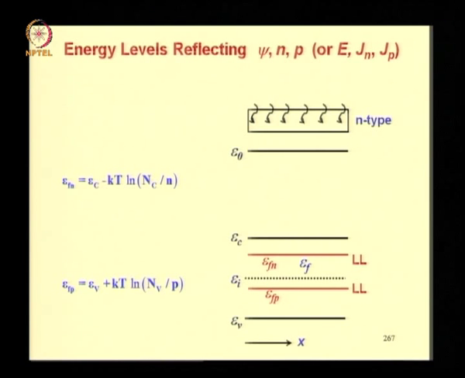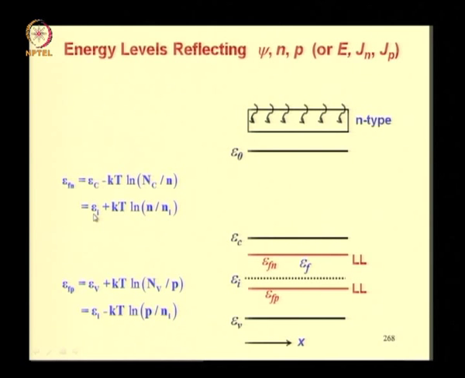Now the carrier concentrations are therefore represented by these two formulae, which we just now wrote down on the board. They could also be represented using an equation in which the reference is EI for electrons and holes, rather than EC for electrons and EV for holes.